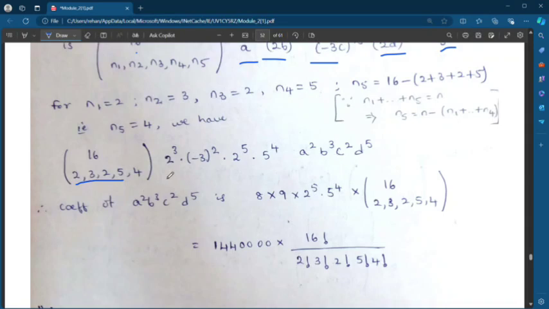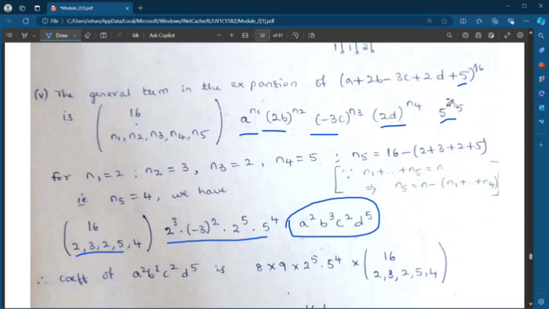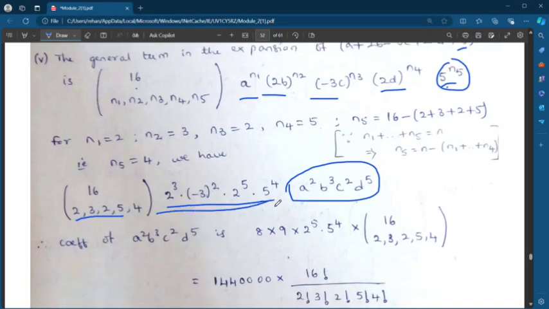So see here, they want us in the form of this coefficient. So this term I won't remove and write separately. This term I'll include inside here. Here you can see this, right?